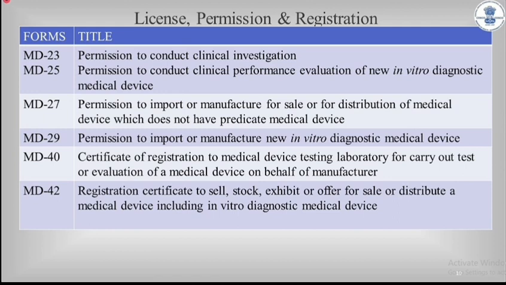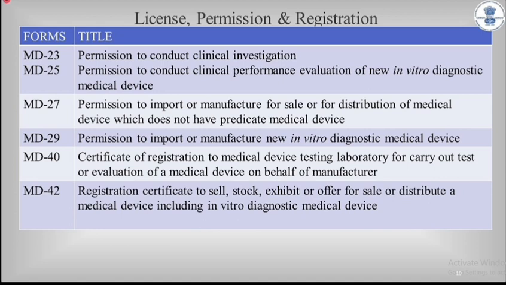These are the few forms which are for conducting clinical investigations, and 27 and 29 are for permission for devices which do not have a predicate device. Predicate means a similar device not approved in the country before.